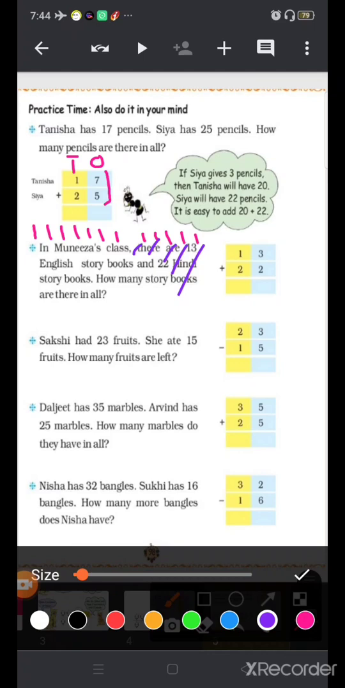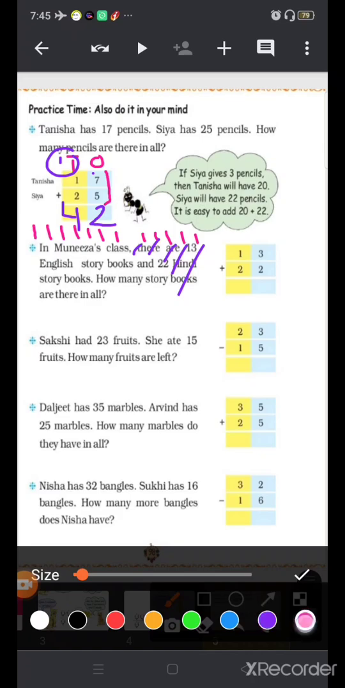Okay. So in 12 we'll write 2 here and 1 will go up to the tens place. Carry. Now 1 plus 1 is equal to 2, and 2 plus 2 is equal to 4. So you will write 4 here. So the total pencils in all are 42.